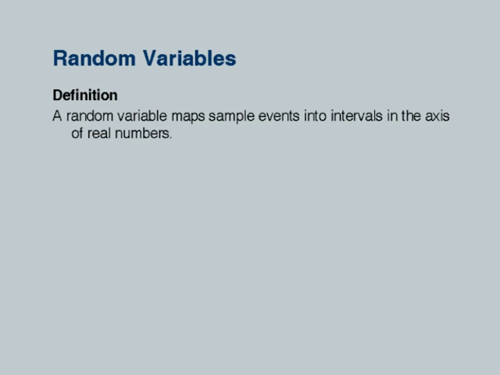So, a random variable is defined to be something that maps sample events into intervals in the axis of real numbers, okay. You are familiar with the concept of mapping, are you? Mapping, let us raise hands, how many of you have used or heard the term mapping, okay. So, mapping is kind of a translation, okay, or even transformation. You have one set of items over here, you have another set of items over here, you have a mapping system which translates or transforms items from this set to that set. That is what mapping is.